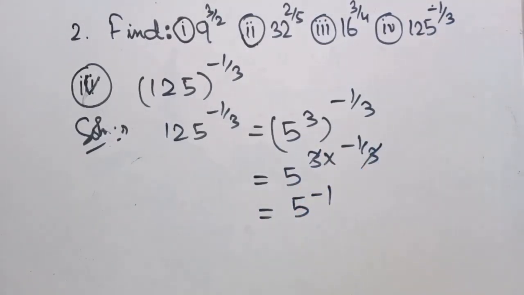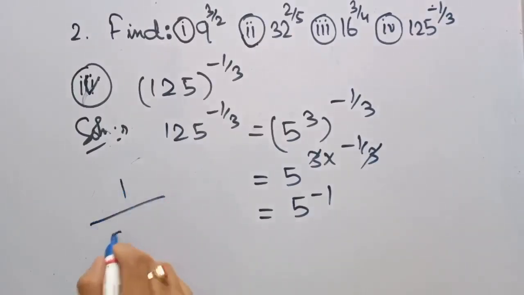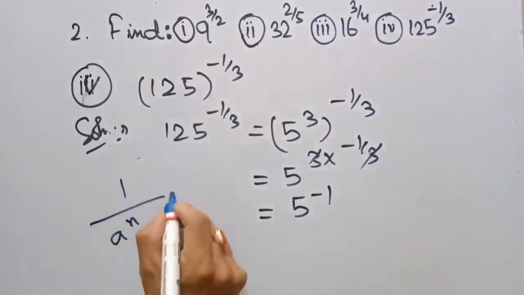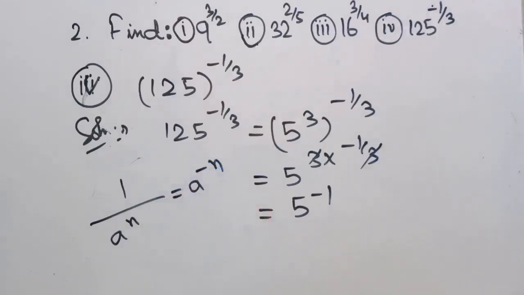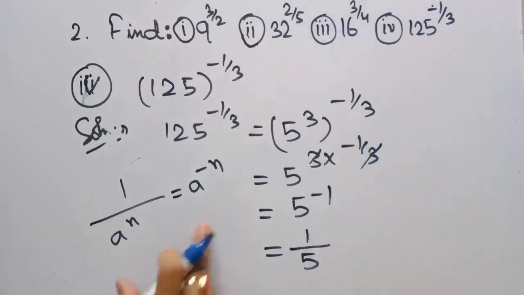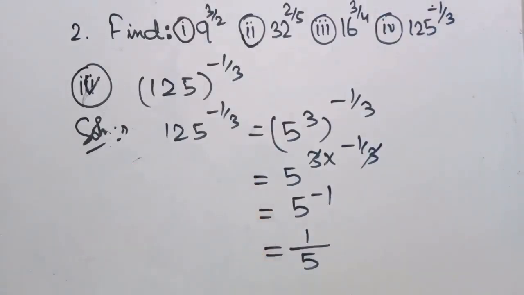Here we have to remember one of the laws of exponents, that is 1 by a to the power n equal to a to the power minus n. So 5 to the power minus 1 can be written as 1 by 5, according to this law of exponents. So the required answer to Roman number 4 is 1 by 5.